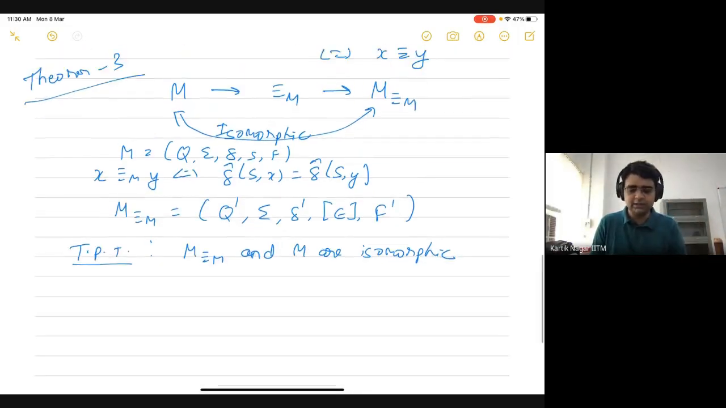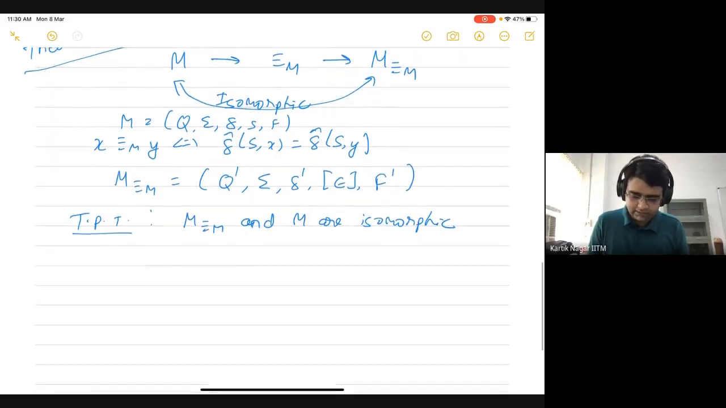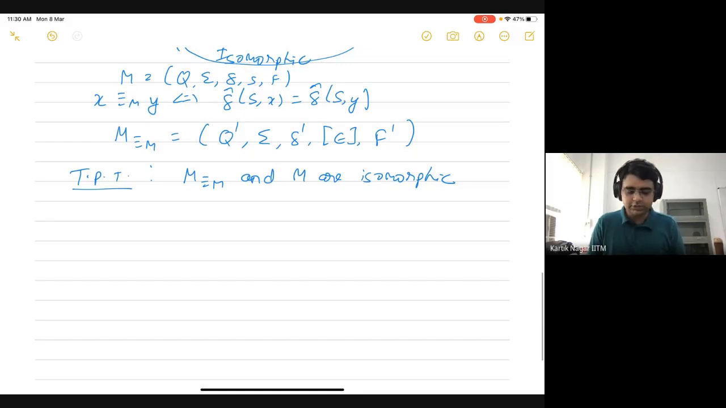Okay, so I hope that the statement of the theorem is clear to everyone. Okay. So how should I proceed forward, right?